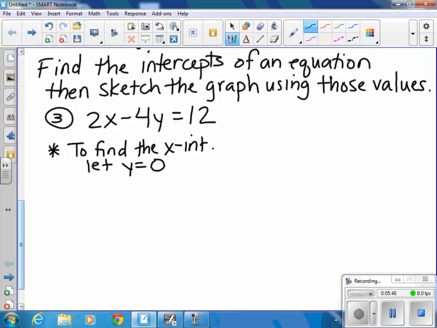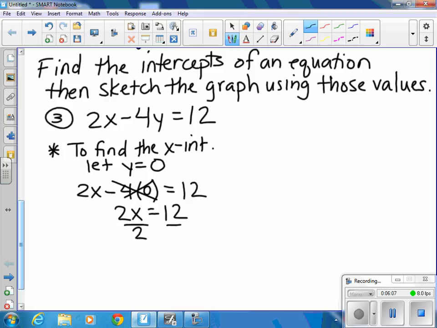you're going to let y equal 0 in that equation. So for our equation right now, we want to find the x-intercept, so we want the y to go away. And the way the y goes away is it turns to the number 0. So we have 2x minus 4 times 0 equals 12. Well, 4 times 0 is going to become 0, so essentially it just drops out of the problem. You're left with 2x equals 12. When you solve it, you're going to get the value of your x-intercept.